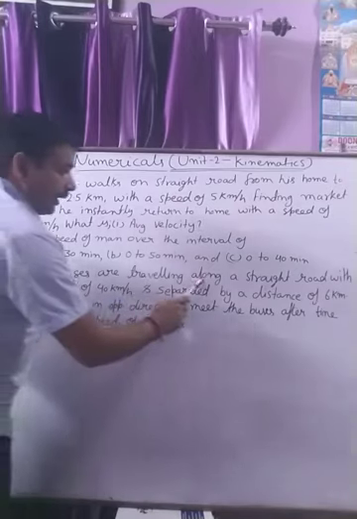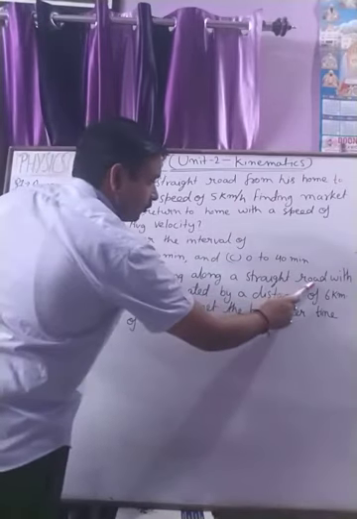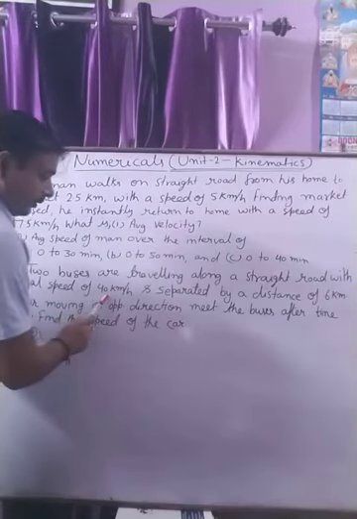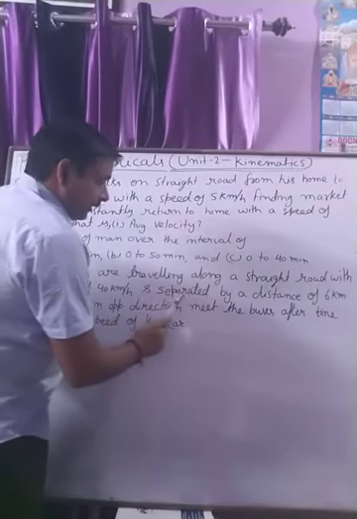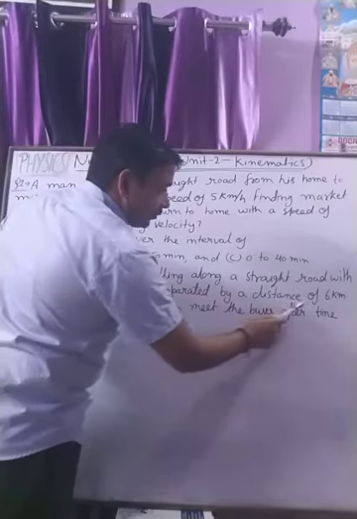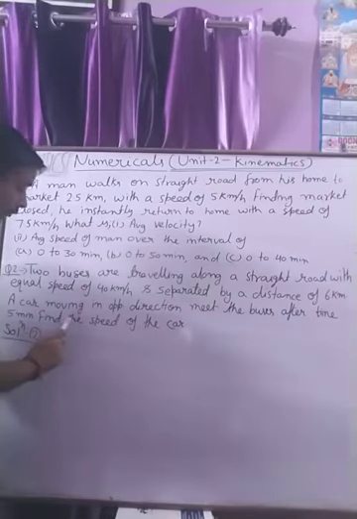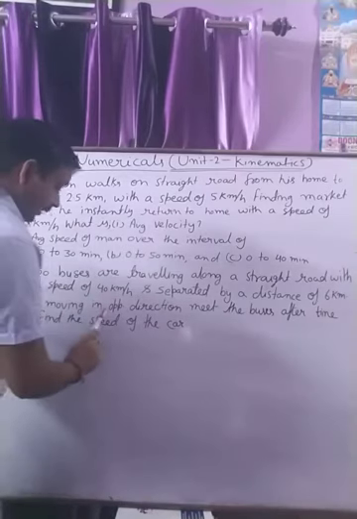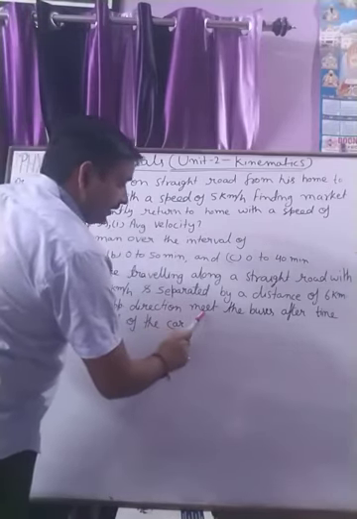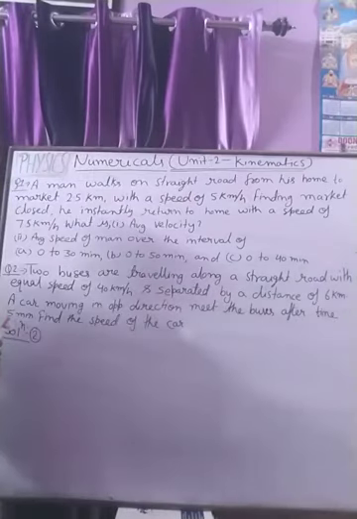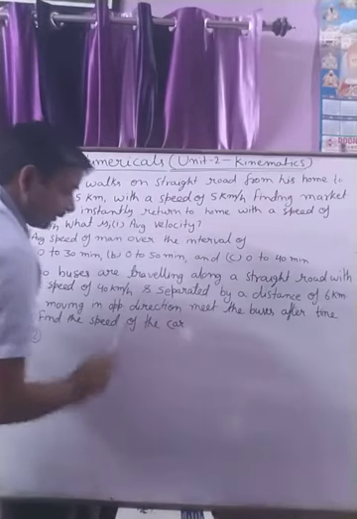Two buses are traveling along a straight road with an equal speed of 40 km per hour and separated by a distance of 6 km. A car moving in the opposite direction meets the buses after a time of 5 minutes. Find the speed of the car.